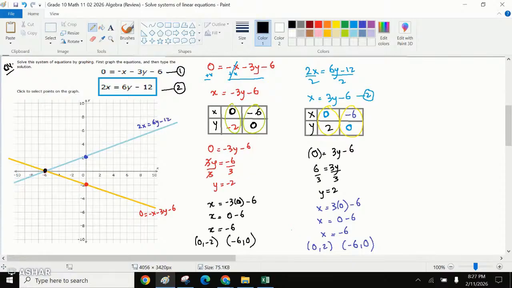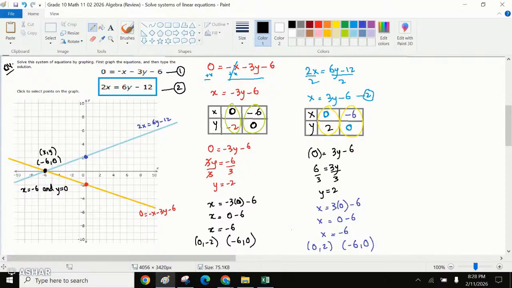And what is the solution to the system of the equations? Where are these lines intersecting? We always write the answer in the form x comma y. X was negative 6, y was 0. Or we can write x is equal to negative 6 and y equals 0. Okay, so these are both acceptable ways of giving the answer to the final question. Okay, so let's move ahead.